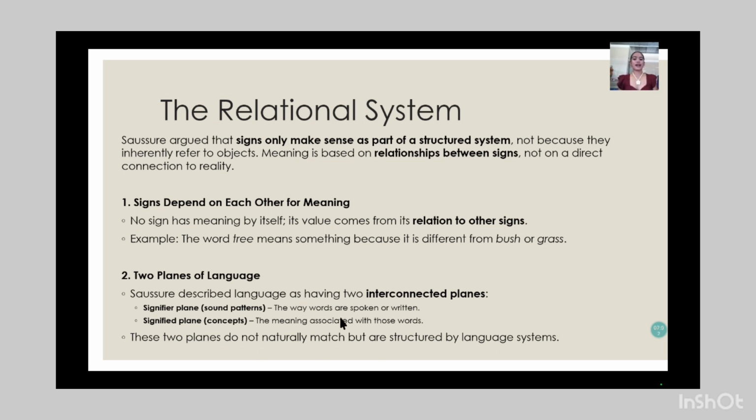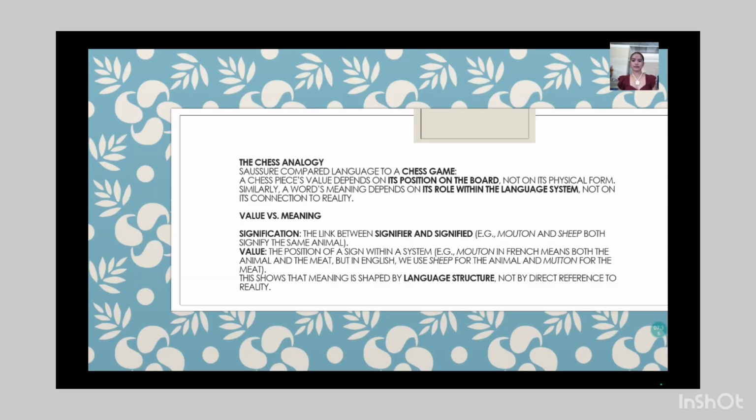Next, two planes of language. Saussure described language as having two interconnected planes. The first is the signifier plane, the sound pattern, the way words are spoken or written. The second is the signified plane, which is the concept, the meaning associated with those words. These two planes do not naturally match but are structured by a language system. Next is the chess analogy. Saussure compared language to a chess game. A chess piece's value depends on its position on the board, not on its physical form. Similarly, a word's meaning depends on its role within the language system, not on its connection to reality.